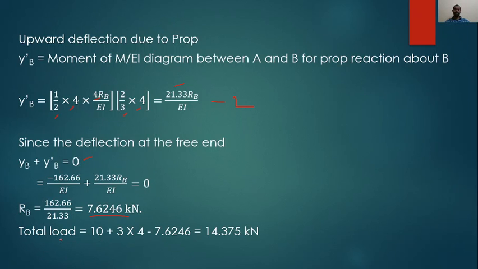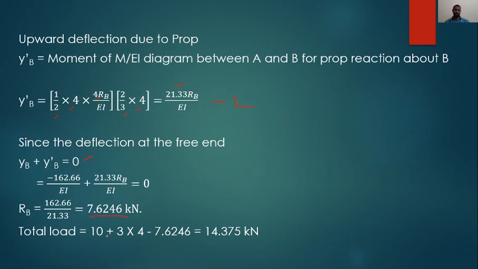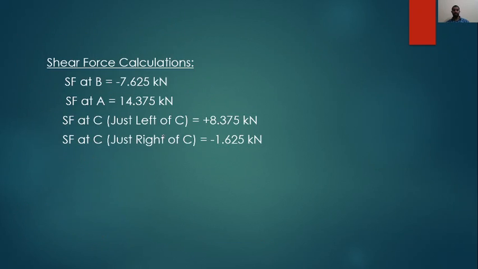And then let us calculate the vertical reaction at the support. Total load is 10 plus 3 multiplied by 4, minus this reaction, which will give you the vertical reaction at the fixed end as 14.375 kilonewtons. Now let us calculate shear force at various points. Shear force at B will be equal to the prop reaction, that is 7.625 kilonewtons, and then shear force at A is what we have just calculated, 14.375 kilonewtons.